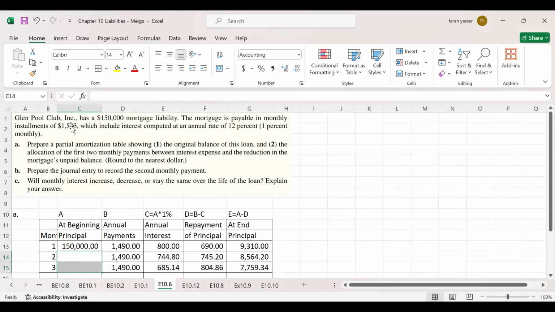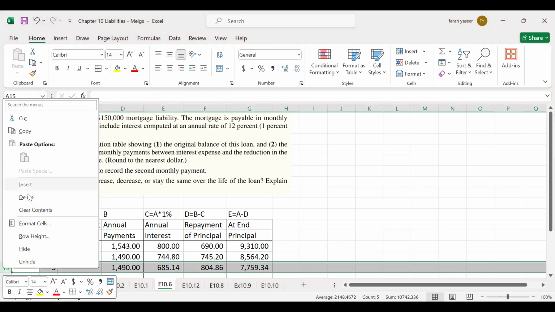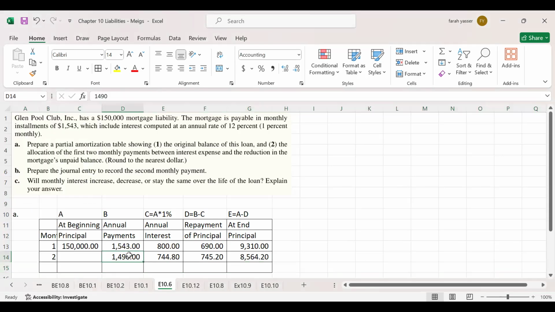Total monthly payments are given as 1543, and just two months payments are required, so we are going to delete the rest. I have mentioned earlier that the payments would be the same. Now the unpaid amount is 150,000 multiplied by the monthly interest rate of 1%. So monthly interest is 1500.